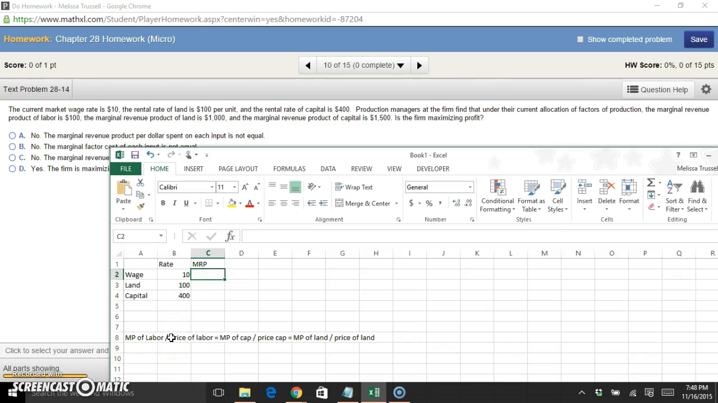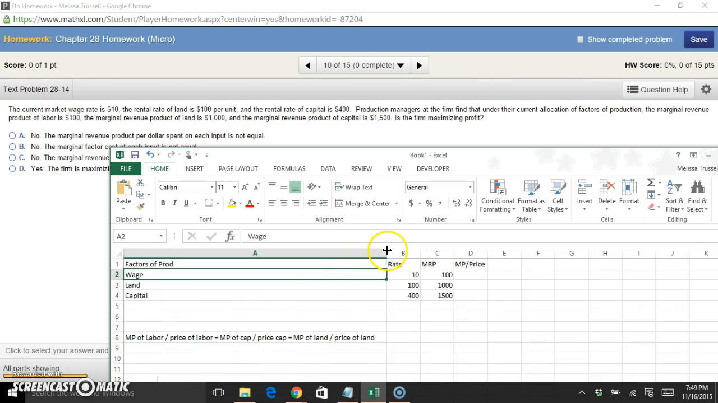The marginal revenue product of labor, we're told, is 100, so that's what goes with wage. Wage and labor really are the same thing, wage rate, labor rate. The marginal revenue product of land is 1,000, and the marginal revenue product of capital is 1,500. The last thing we have to do is calculate the marginal product divided by the price, or the rate, and see if those three are equal across all three of our factors. This first column here is our factors of production.